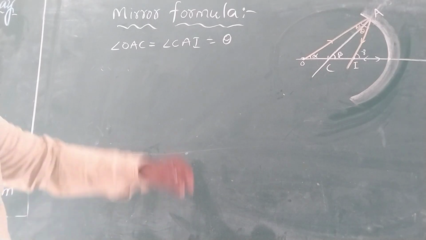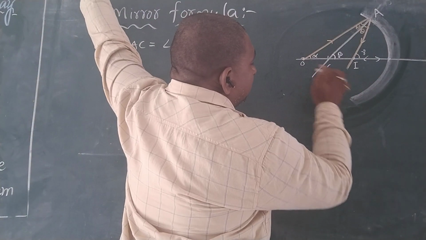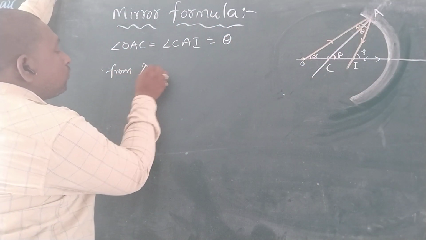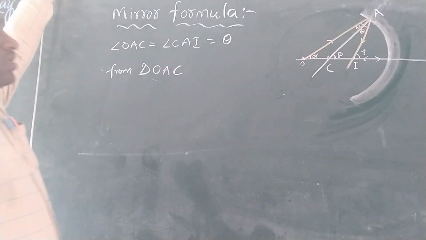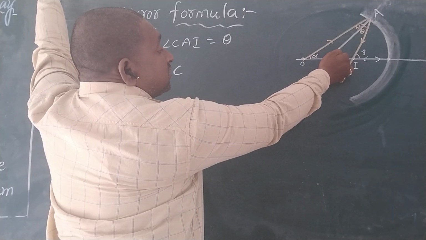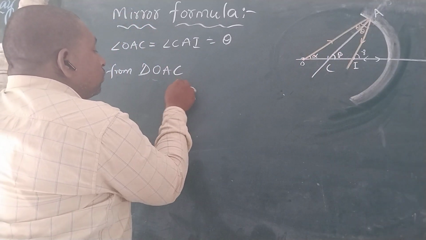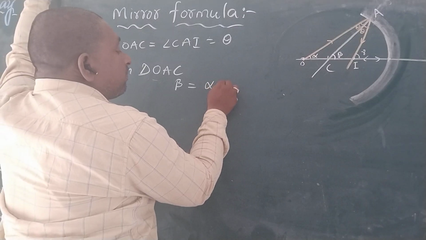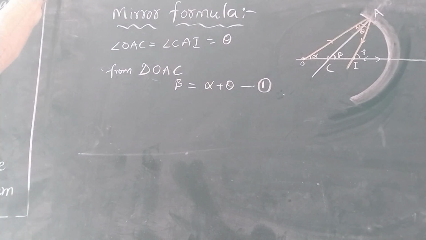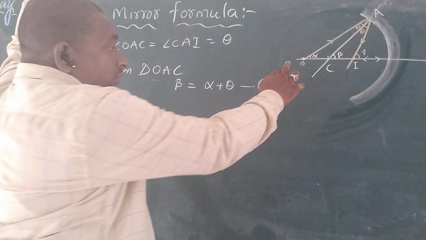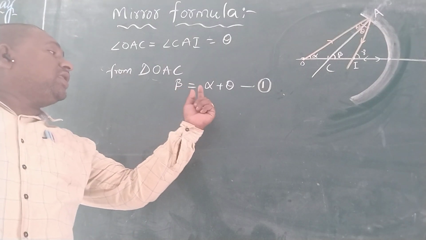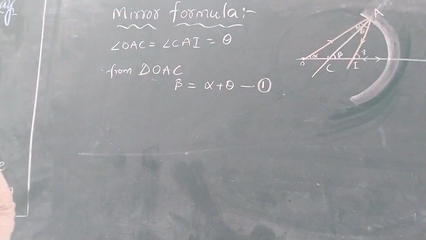From triangle OAC, please check triangle OAC. What do we have to write? The sum of two internal angles is equal to the external angle. The external angle for OAC is beta. Beta is equal to alpha plus theta. Consider this as the first equation. From OAC, we have written alpha plus theta is equal to beta. The sum of two internal angles is equal to the external angle.